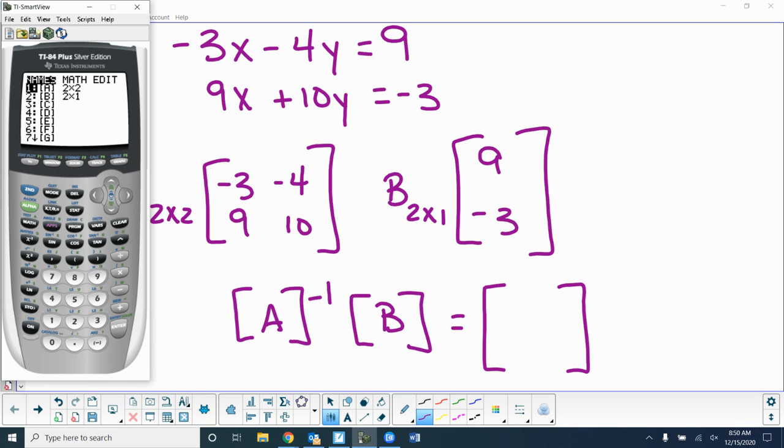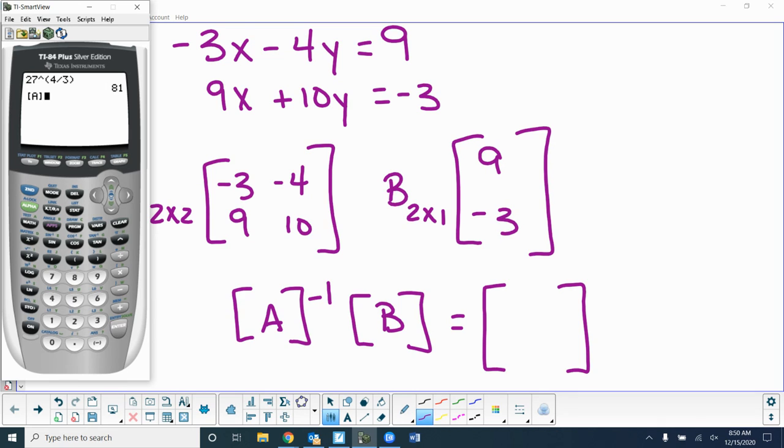All right, so go to edit A. It's already 2 by 2, so I'm just going to hit enter. And then I'm going to put them in. -3, enter. -4, enter. 9, enter. 10, enter. Then we have to get out of there, so we hit second mode for quit. And then go back in, second matrix, edit, number 2 for the B matrix. 2 by 1 is already there. And 9 and -3. Second quit, and go back in.